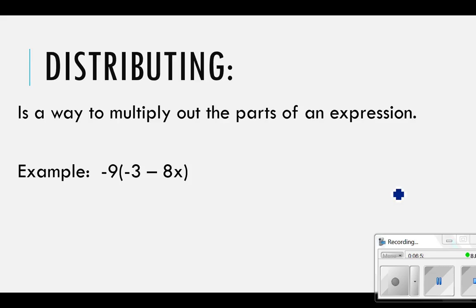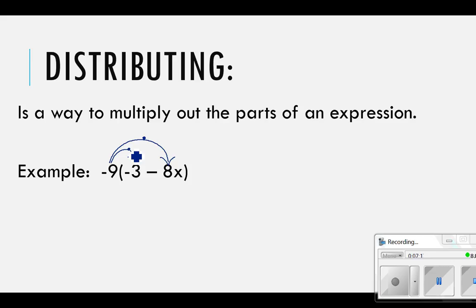Let's look at distributing. It's a way to multiply out the parts of an expression. So our first example: negative 9, parentheses, negative 3 minus 8x. Whenever I see parentheses, I'm going to draw arrows. And I might even put a little dot above those to show that I'm going to multiply.